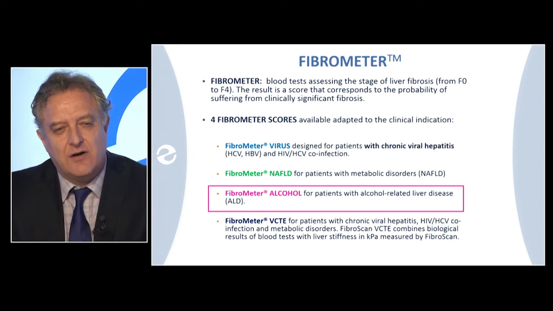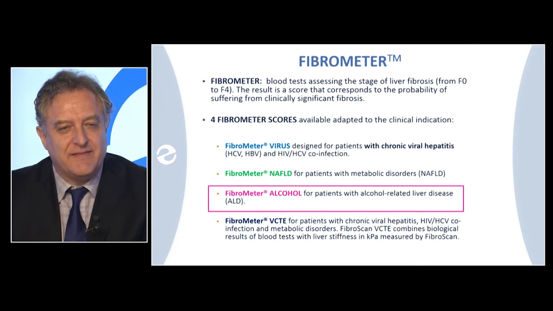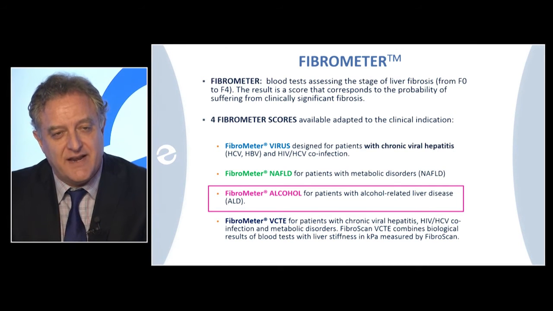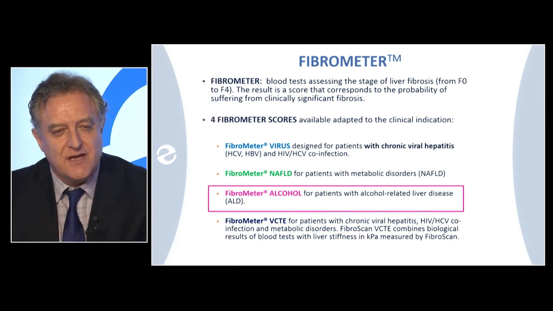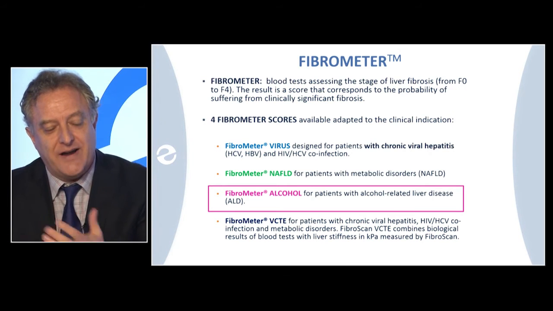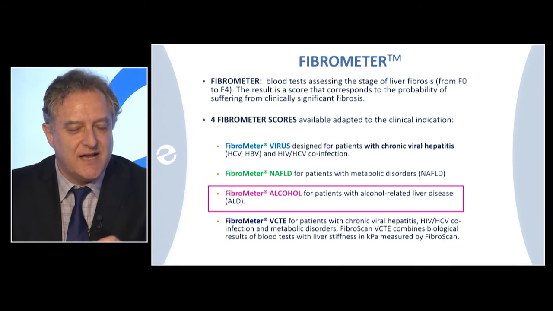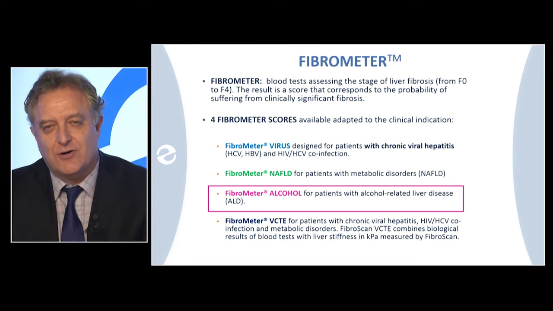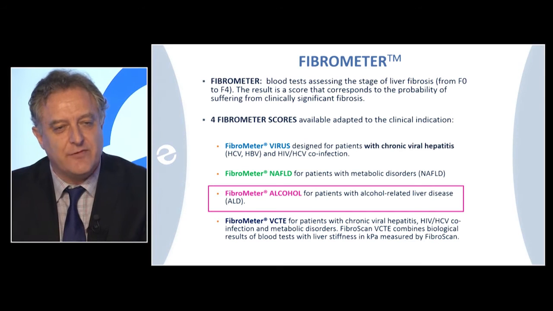And Echosens is now marketing the FibroMeter. There are different blood tests that are put together and analyzed together, and they can assess liver fibrosis non-invasively in the patients. You have to choose which FibroMeter algorithm you use: for viral hepatitis B or C, for NAFLD, or for alcohol, because each of the causes of liver disease has a different algorithm. When you think alcohol is the main driver of fibrosis in the patient, please choose the algorithm for alcohol.